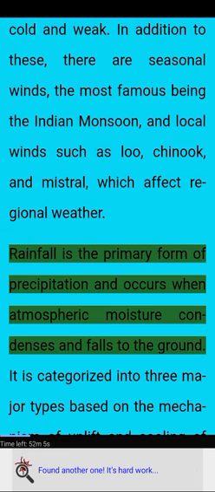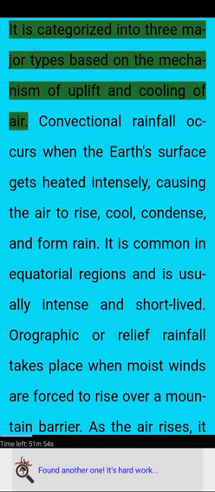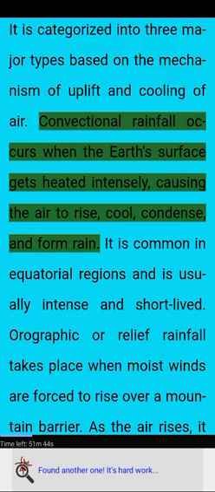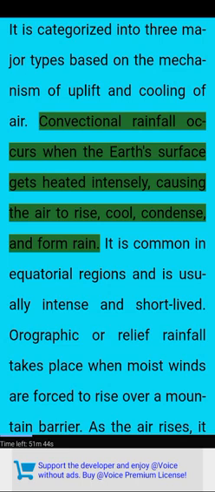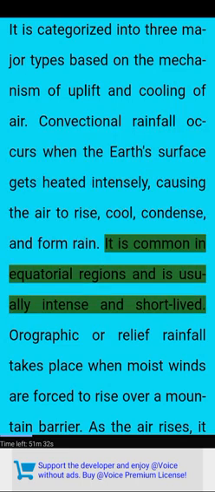Rainfall is the primary form of precipitation and occurs when atmospheric moisture condenses and falls to the ground. It is categorized into three major types based on the mechanism of uplift and cooling of air. Convectional rainfall occurs when the Earth's surface gets heated intensely, causing the air to rise, cool, condense, and form rain. It is common in equatorial regions and is usually intense and short-lived.